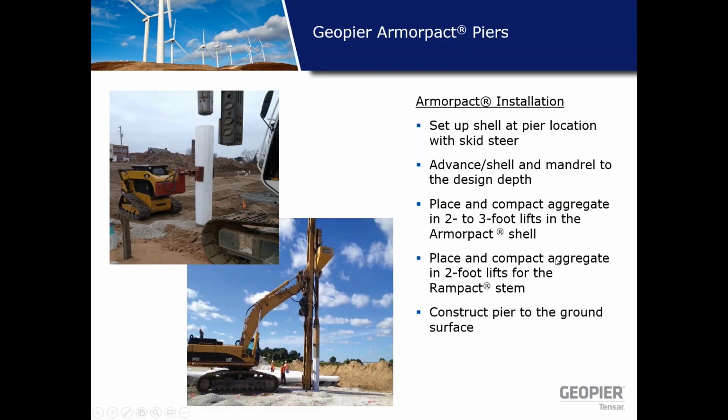How are these installed? It's a pretty simple process, right? You put your shell right over the flag where you want your pier to go. You advance the mandrel into the shell, and you advance the mandrel and shell together to the design depth. You're going to construct a ram-packed pier inside the ArmorPact shell itself in 2 to 3 foot lifts. And once you're above the top of the shell, you create a ram-packed stem, if you will, which is just a displacement pier on top, in 2 foot lifts up to the ground surface.